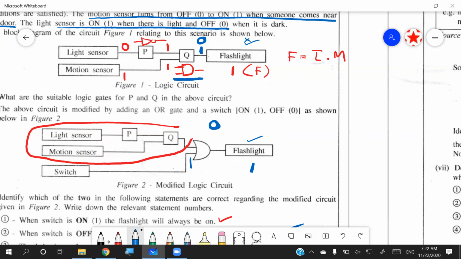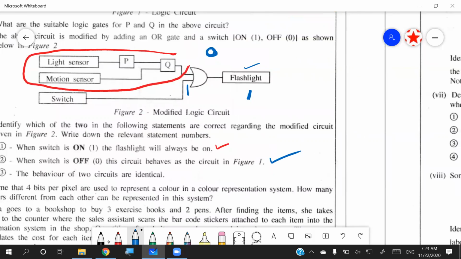So that is a different behavior, right? So we consider this as wrong. It is not identical, right?